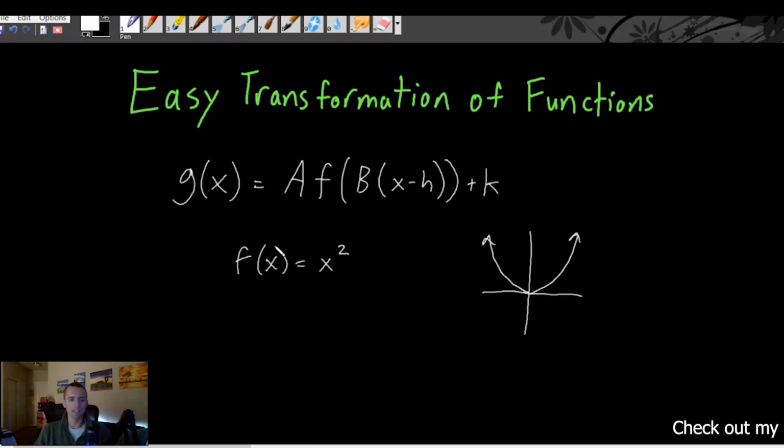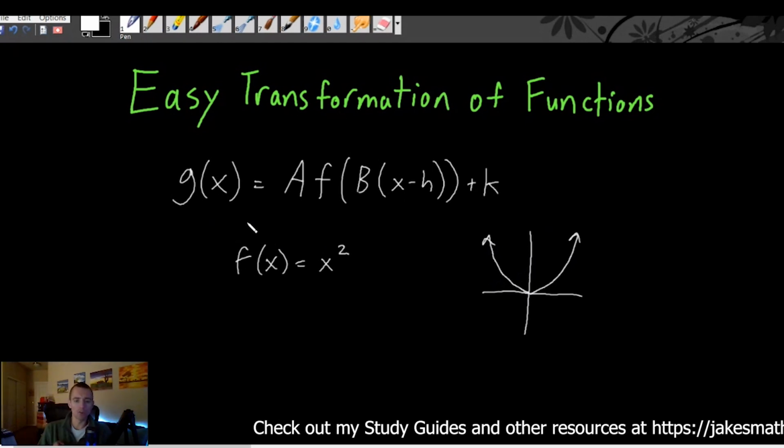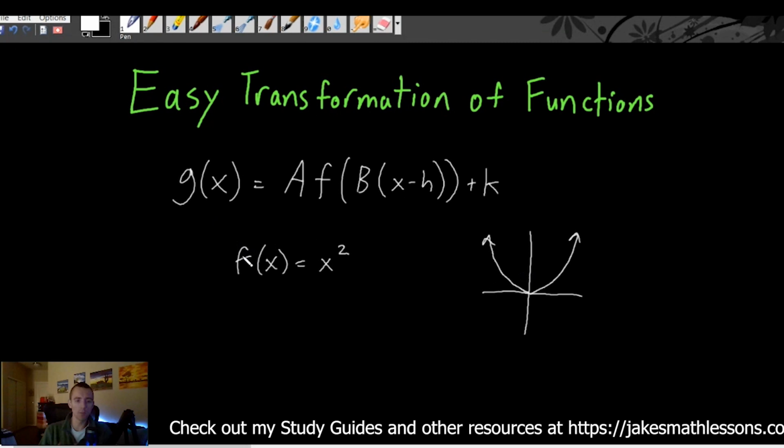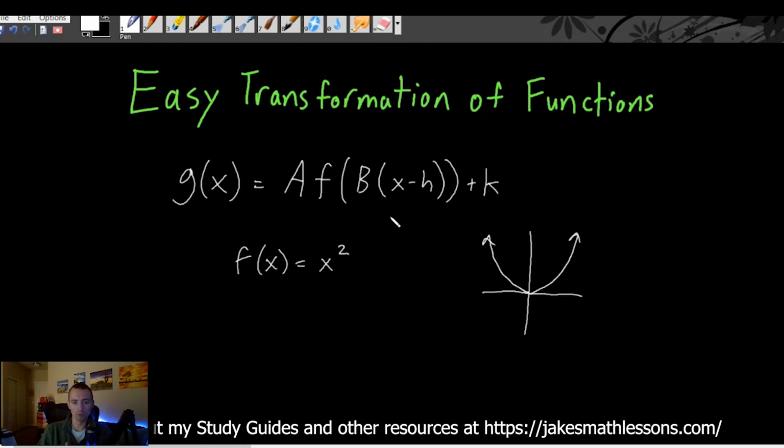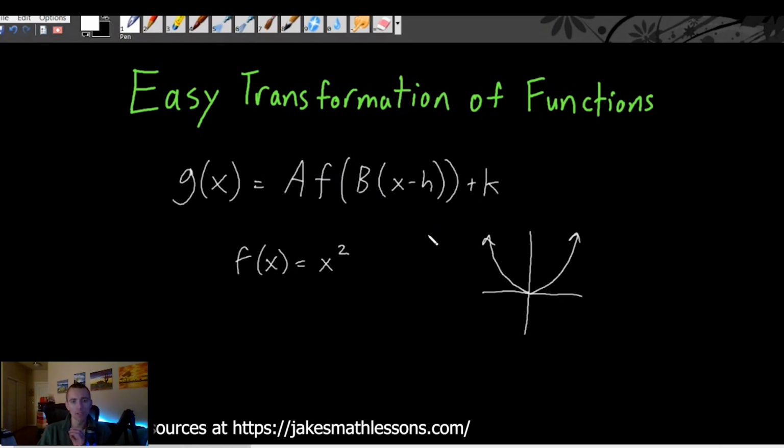Now, let's say we're trying to consider what sort of transformations are being done to this parent function to get it to some other function, which in this case we're calling g of x. In general, if you can manipulate your function to write it in this general format, each of these parts, a, b, h, and k, will tell you exactly what type of transformation you need to apply to your parent function to get to this other function.